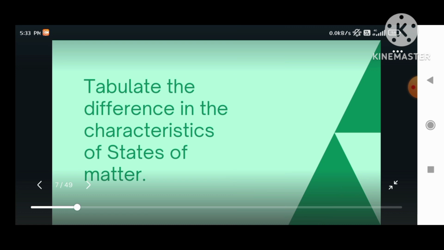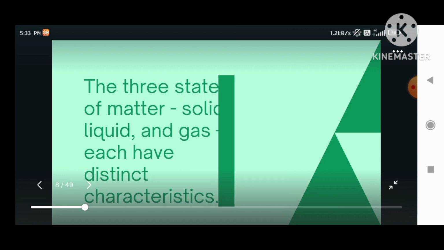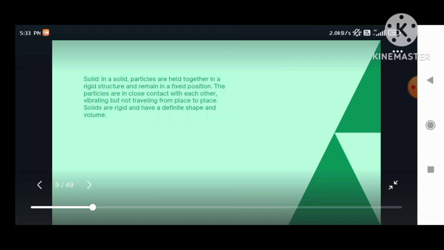Tabulate the difference in the characteristics of states of matter. The 3 states of matter, solid, liquid and gas, each have distinct characteristics. Solid. In a solid, particles are held together in a rigid structure and remain in a fixed position. The particles are in close contact with each other, vibrating but not traveling from place to place. Solids are rigid and have a definite shape and volume.